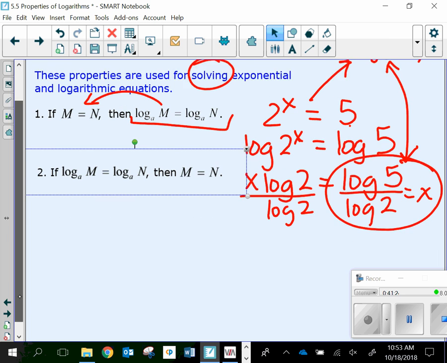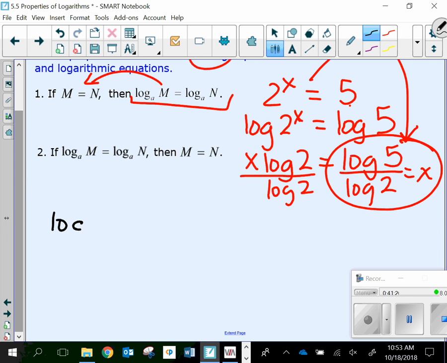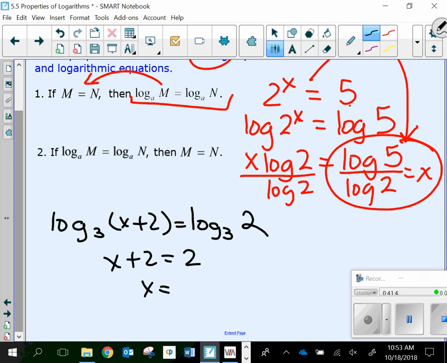Okay? So log base 3 of x plus 2 equals log base 3 of 2. What happens to solve that? x plus 2 equals 2. So x equals 0. Okay?